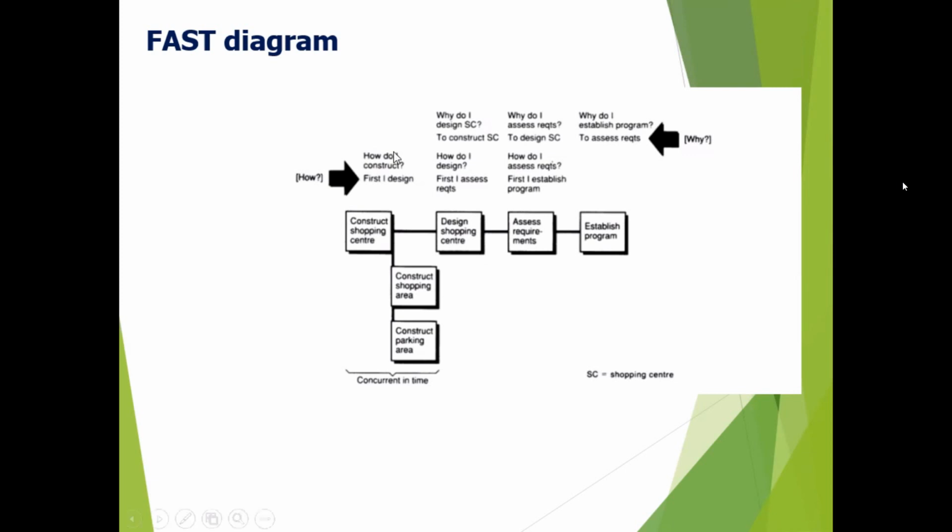Can you see this chain? How do I construct? First, I design. How do I design? First, I assess the requirement. How do I assess the requirement? First, I establish the program, right? How?